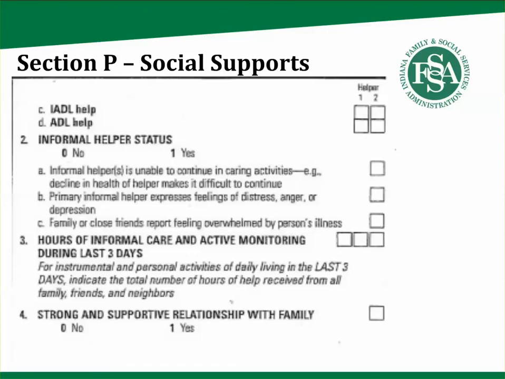P4 looks at strong and supportive relationship with family. And this looks at the people the person can rely on. So family members may be actively involved in the person's physical care and maintaining the household or helping the person make medical decisions. So that would be considered strong and supportive. Let's say yes or no for that question.